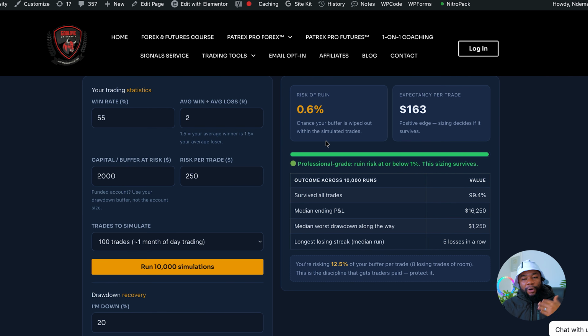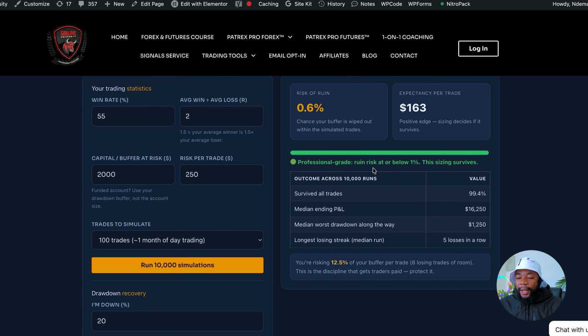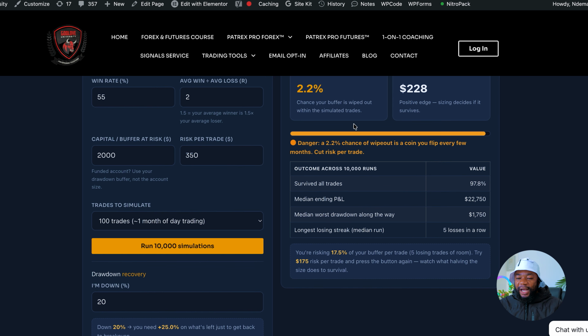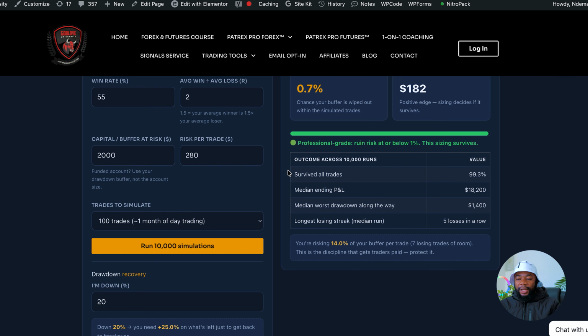But you can't even scale to that level without knowing what? The risk of ruin. The risk of ruin, very, very important. If you can see risk at below 1%, the sizing survives. Maybe you want to risk 0.75% of your account. You simulate, and you can see it's not going to survive. It's still on yellow, and we don't want anything on yellow. Let's put 300, simulate, still a little bit too high, maybe $280. You simulate, voila, we are on green.